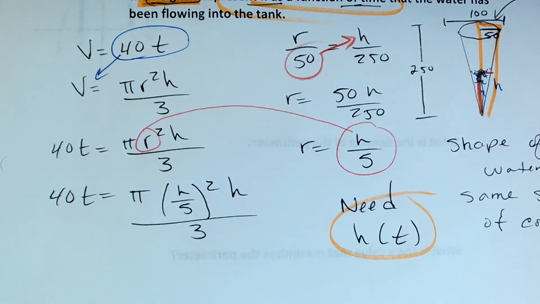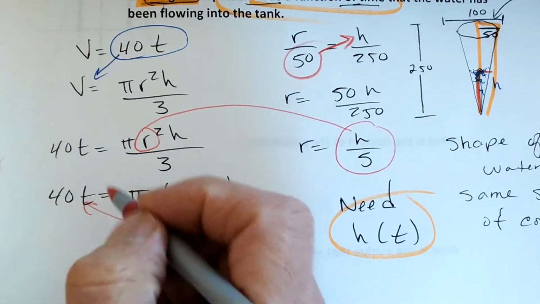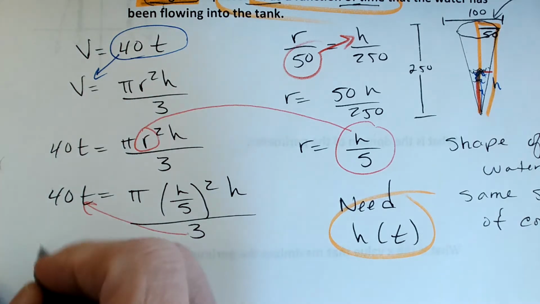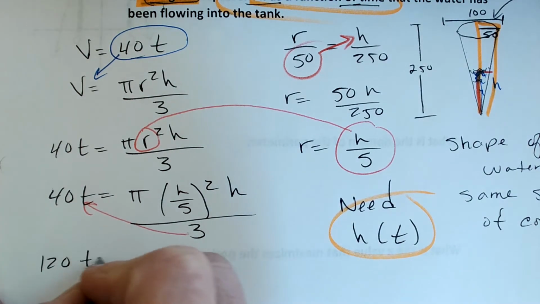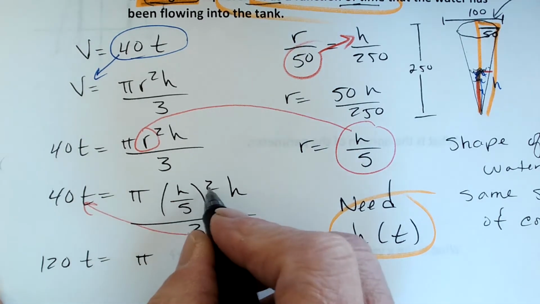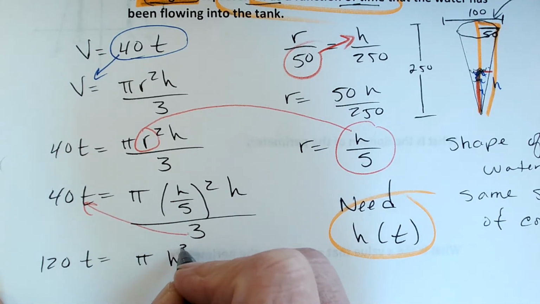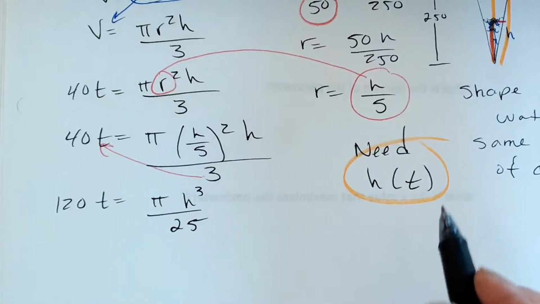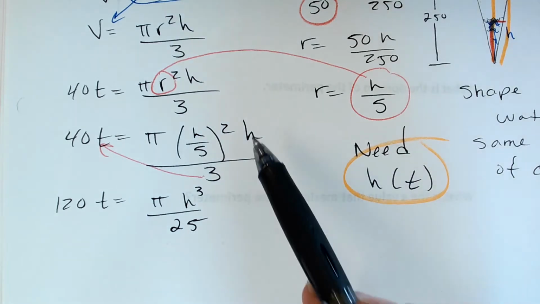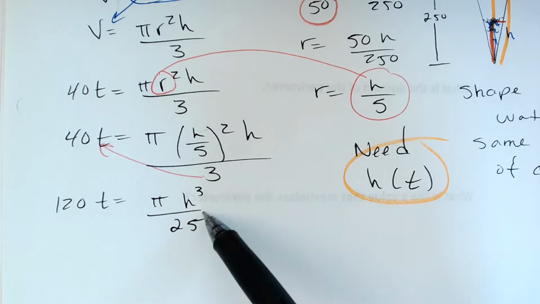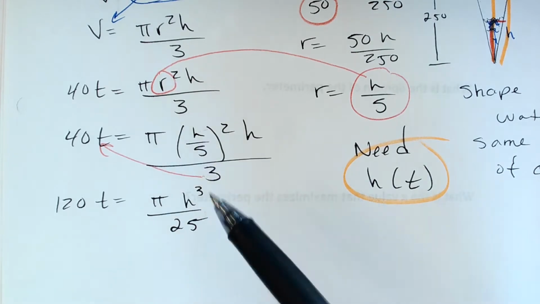The first thing I'm going to do is multiply by 3, just to get rid of this. So I'll have 120t equals pi times h cubed over 25. Don't freak out, I'll show you how I got that. Hopefully you see the h cubed and the 25, right? Okay, let's keep solving it.